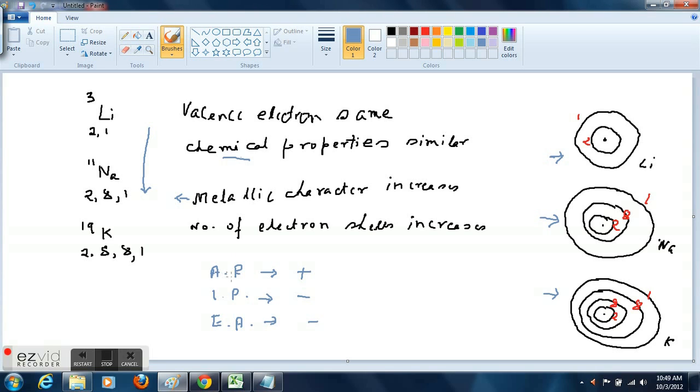Electron affinity decreases as we go down a group. Of course, atomic radius, ionization potential, electron affinity, as we know very well, these are periodic properties. So as we go down a group, the valence electron remains the same, chemical properties are similar, metallic character increases, and I discussed their periodic properties like atomic radius, ionization potential, and electron affinity. I hope you got the idea now. I'll discuss more in the next tutorial.